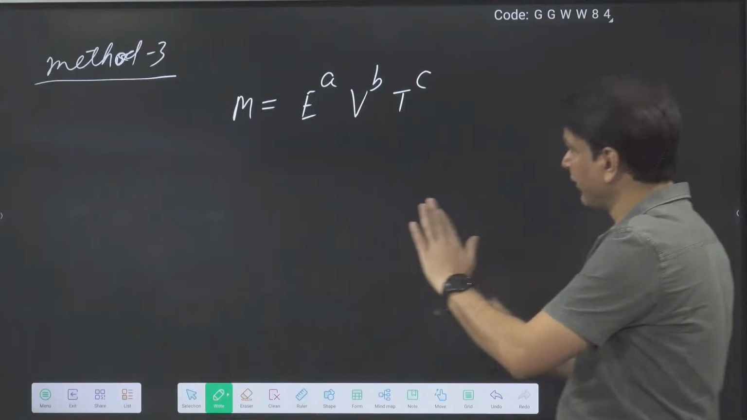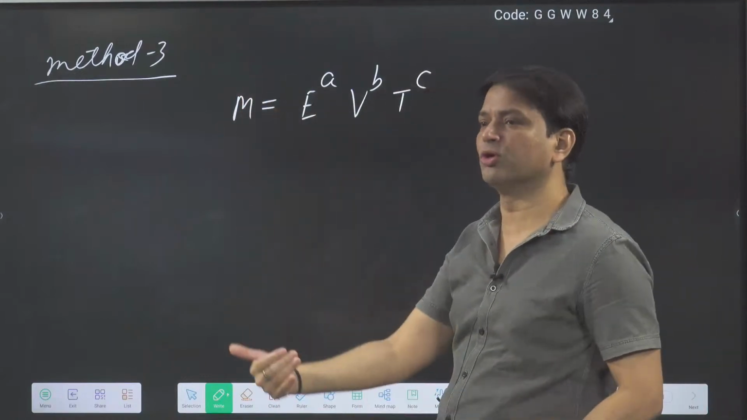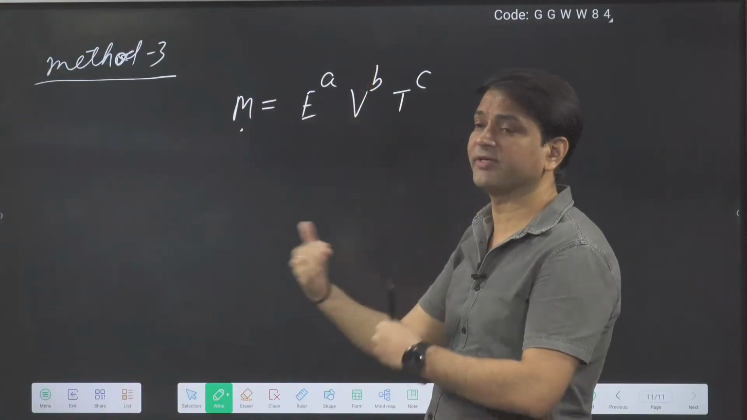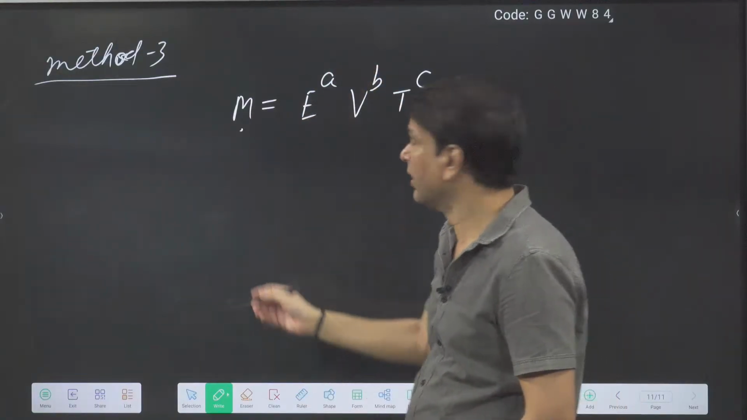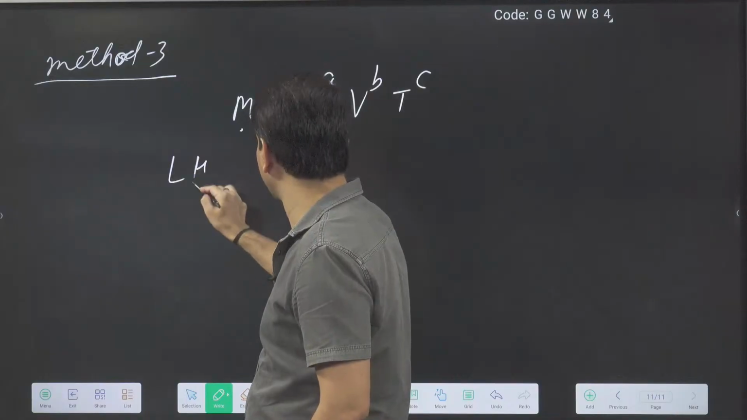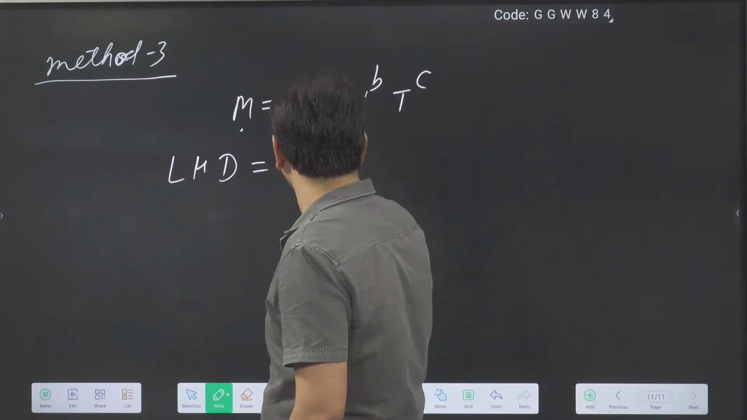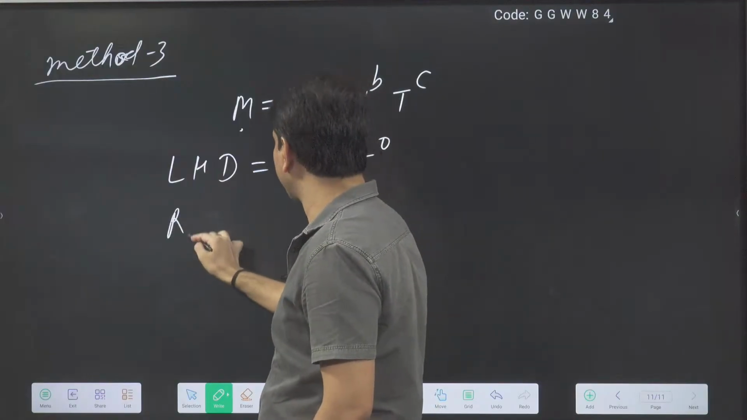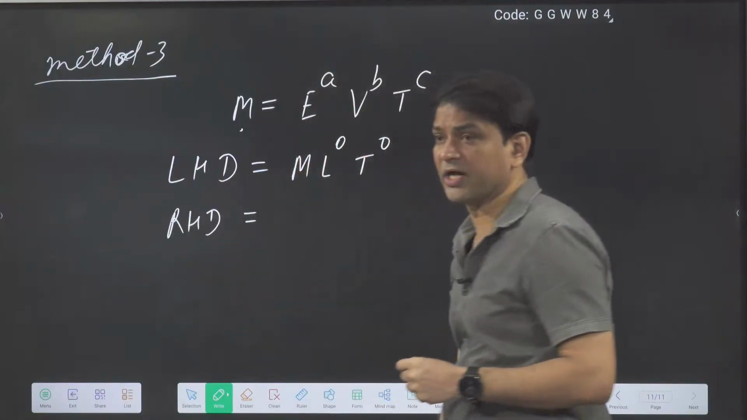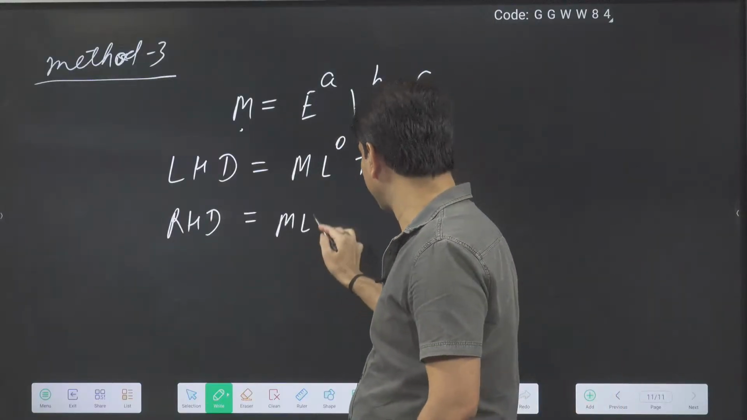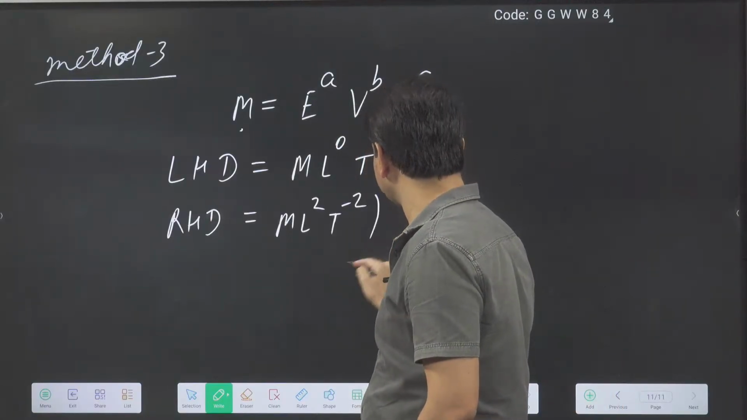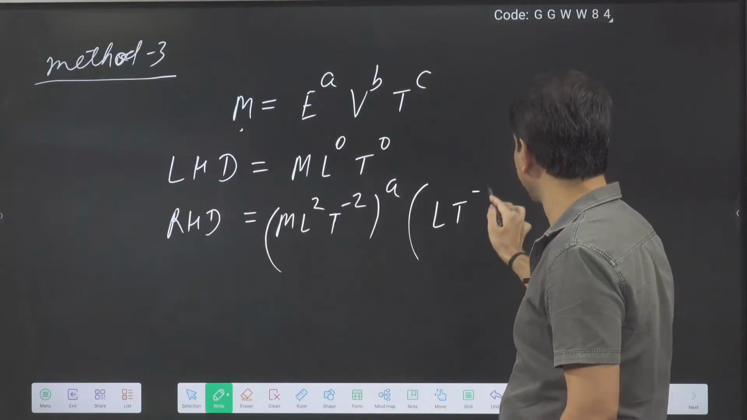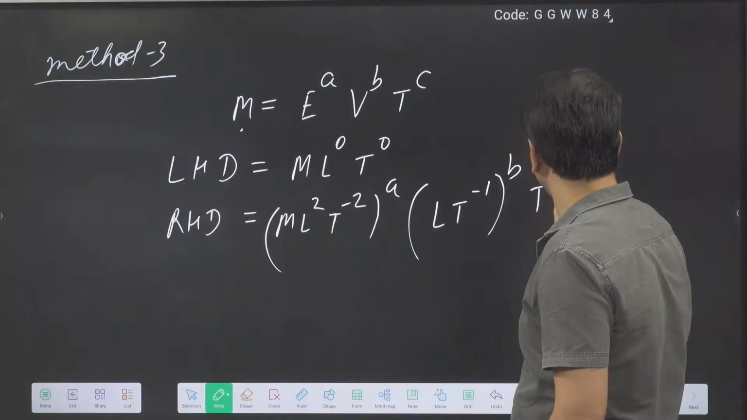Now if I'm writing this equation, from the homogeneity I can say the left hand dimension must be equal to the right hand dimension, because if I'm equating, their dimensions must be the same. Left hand dimension is M L0 T0. What is the right hand dimension? I will write all dimensions. Energy dimension is M L2 T minus 2, its power is A, then velocity is L T minus 1 whole to the power B, and T to the power C.